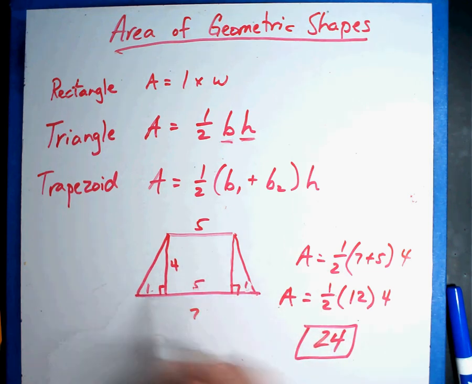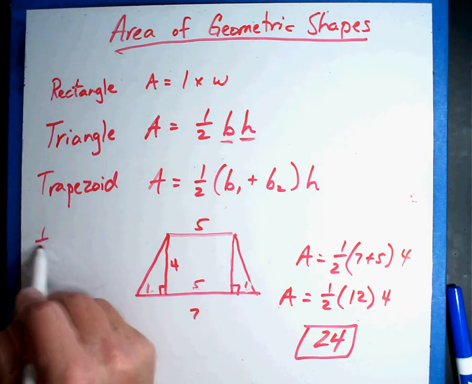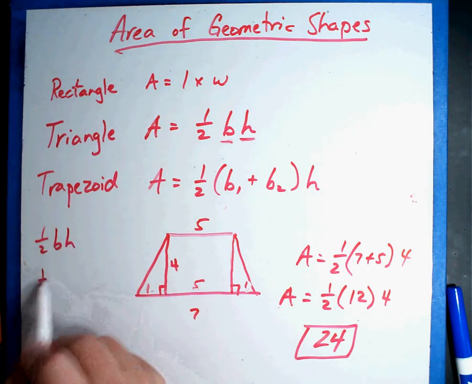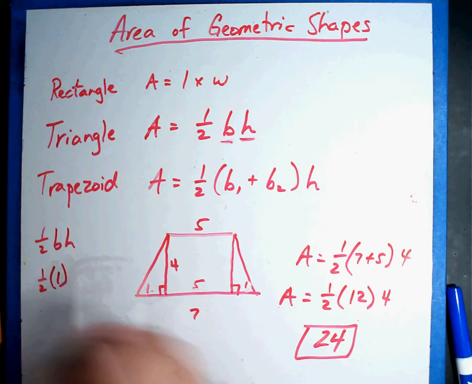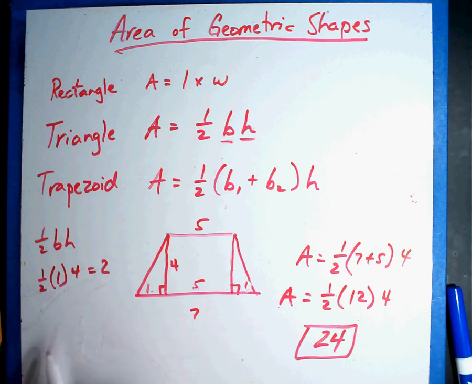Five, 6, 7 gives me my grand total. And so what I can do is if I see this is a triangle, which is 1/2 the base times the height, 1/2 the base, 1/2 times 1 times the height is 4. That's going to give me a total of 2 because 1 times 4 is 4 divided by 2 is 2, and there's 2 triangles just like that. So that's a grand total of 4.